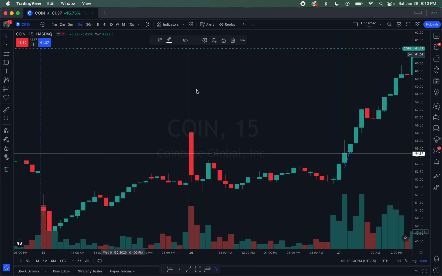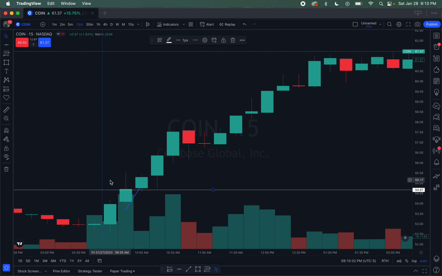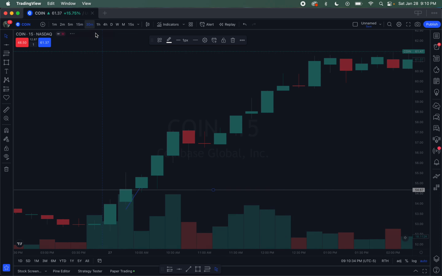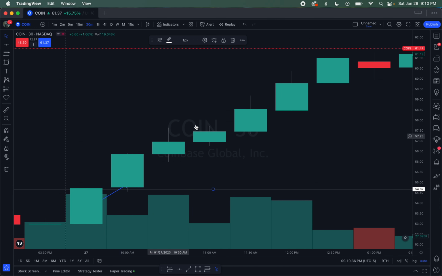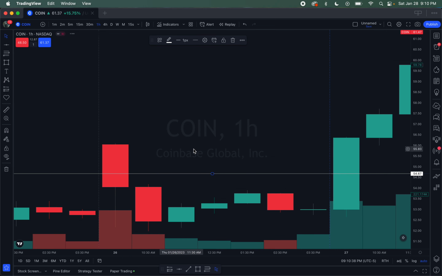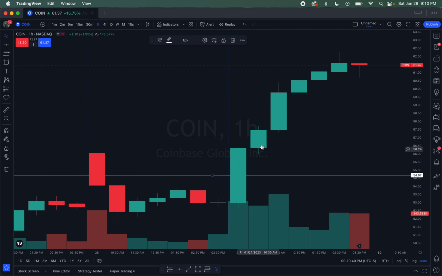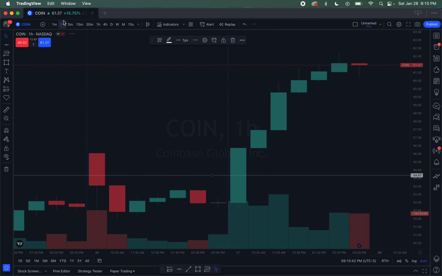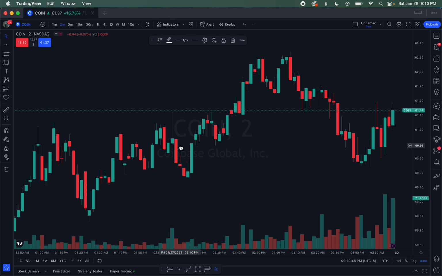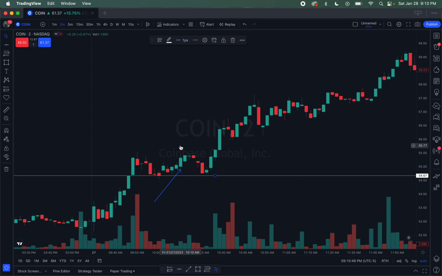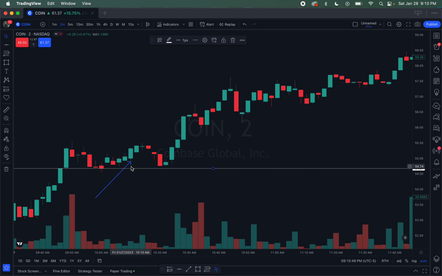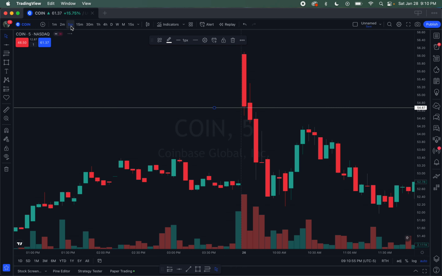Now look at the 15 minute chart. I would have never stomped out. 30 minute chart, I would have never stomped out. 1 hour, would have never stomped out. Anyways, let's even check the 2 minute. I don't think... no, I probably would have still stomped out. So yeah, maybe the 5 minute.